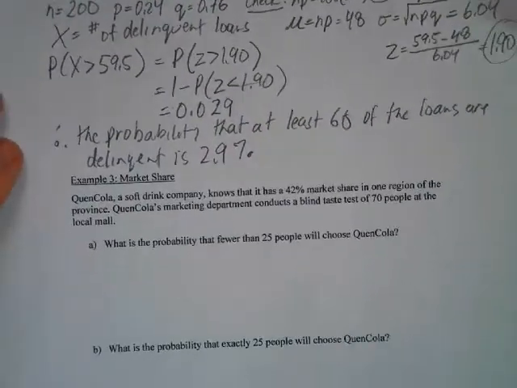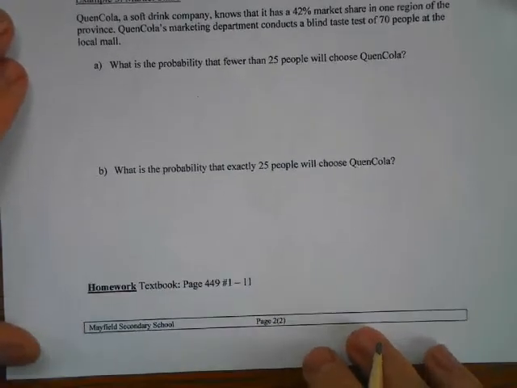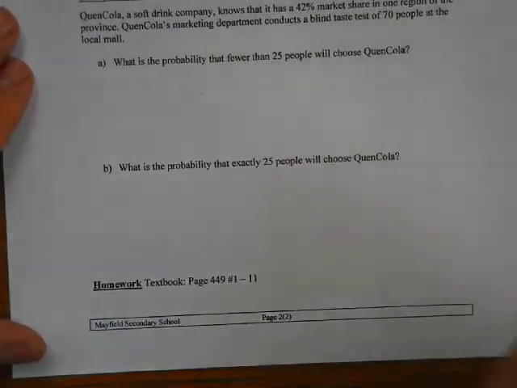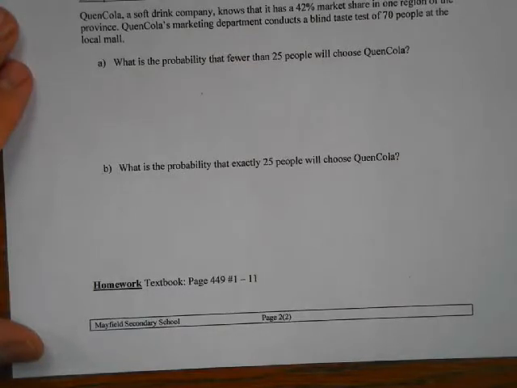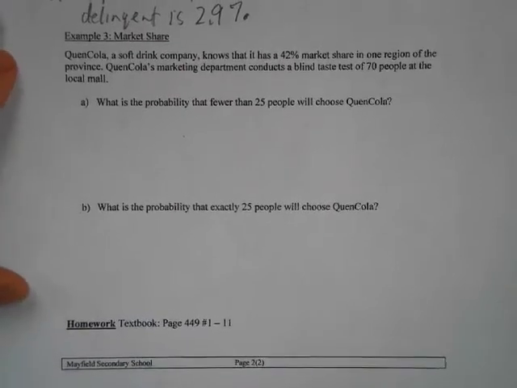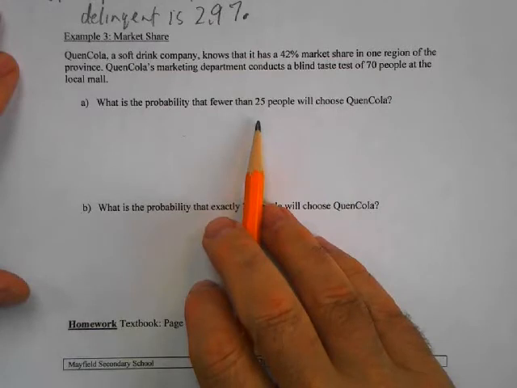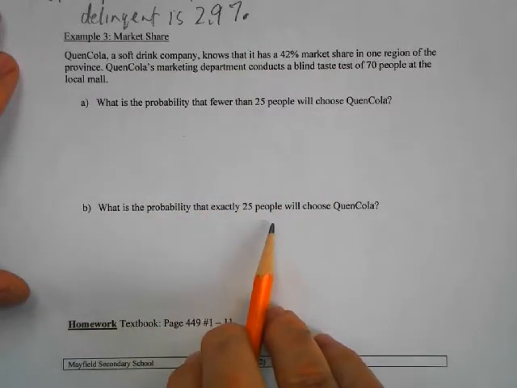Okay, let's do one more example, a two-part question, but very similar to what we just did in the first two examples. This one's Coca-Cola, a soft drink company, which knows that it has a 42% market share in one region of the province. Coca-Cola's marketing department conducts a blind test of 70 people at the local mall. So we're being asked, what's the probability that fewer than 25 people will choose Coca-Cola, and exactly 25 people?